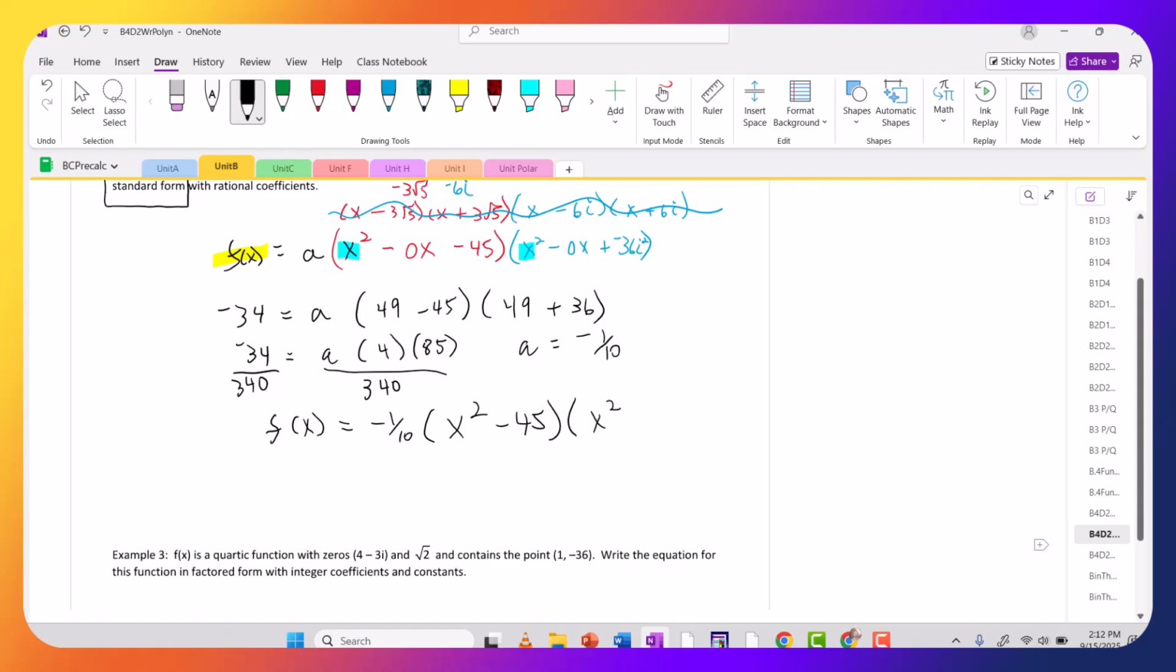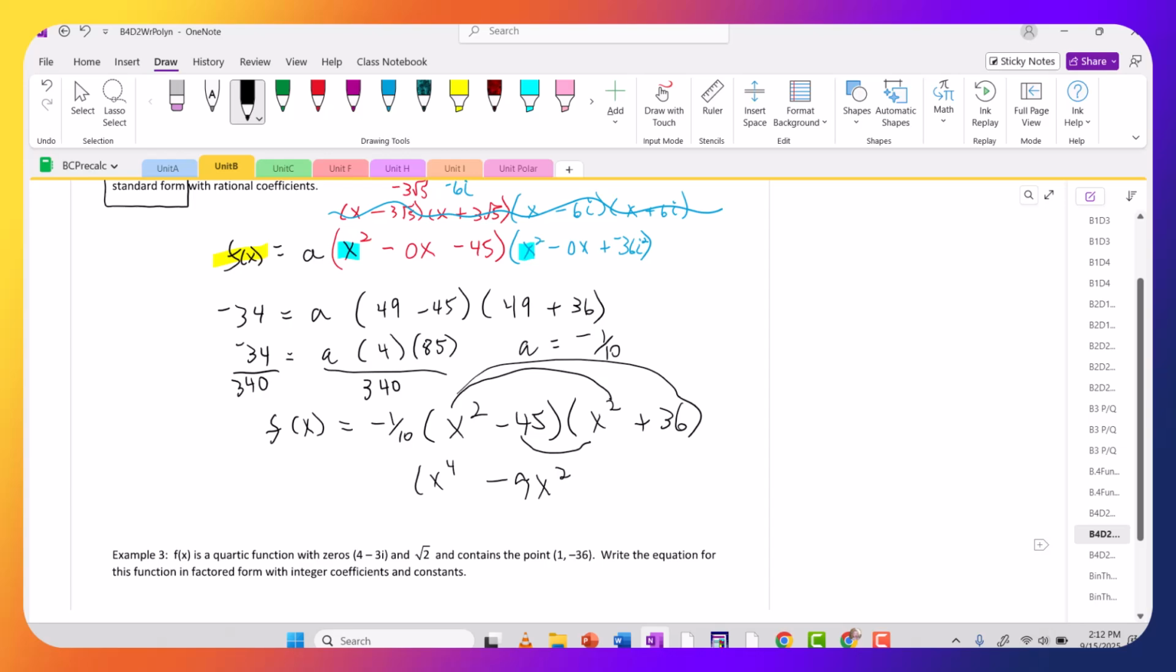x squared plus 36. Now I got that 1/10, and it really is just a FOIL and distribute. Do not throw in a negative 1/10 now. That makes your life harder. This is x to the 4th. This is 36x squared and negative 45x squared, which I believe is negative 9x squared.